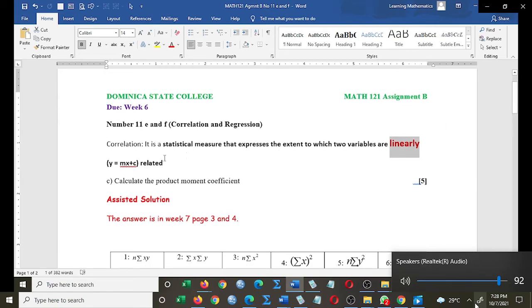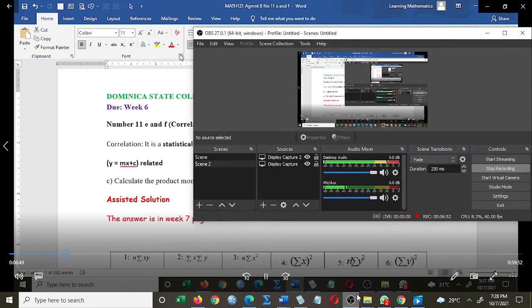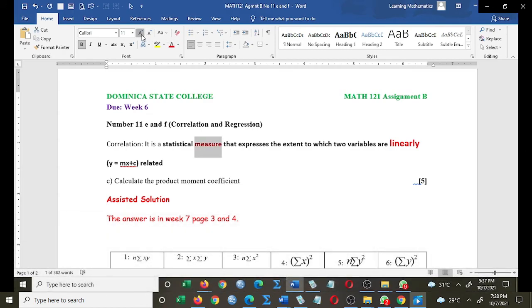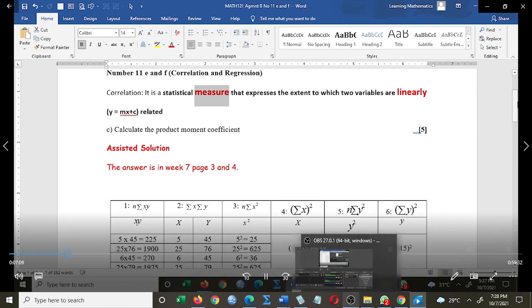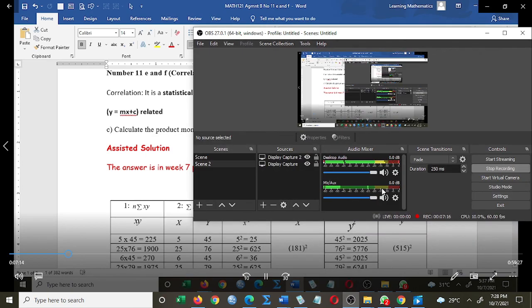So think of statistical measure. I've talked about the word measure before. Can anybody say something about the word measure? It often has a number associated with it. Right, exactly. Whenever you hear the word measure, think of a number.